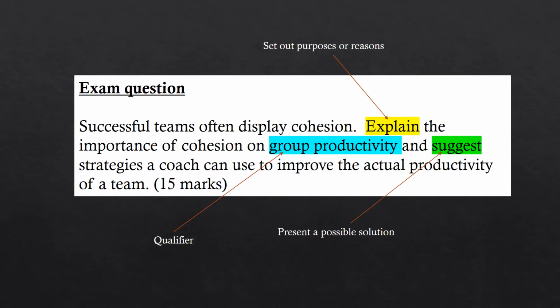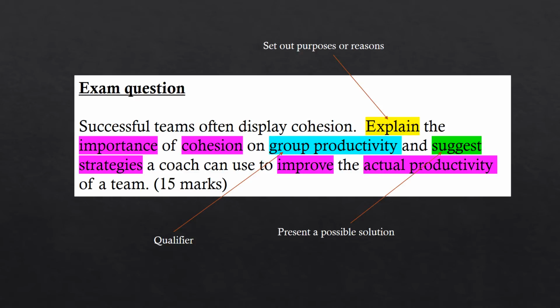Now for me there are probably several important words that I need to make sure I've highlighted. Importance is a very vital word that I've highlighted. Cohesion, strategies, improve, actual productivity I've classed as very important words. So if I were to take out all the other language inside that question, I could probably still answer it: explain, importance, cohesion, group productivity, suggest, strategies, improve, actual productivity. Just from highlighting a few things there, I've been able to whittle down some of the terminology. Keep watching for your next instruction.